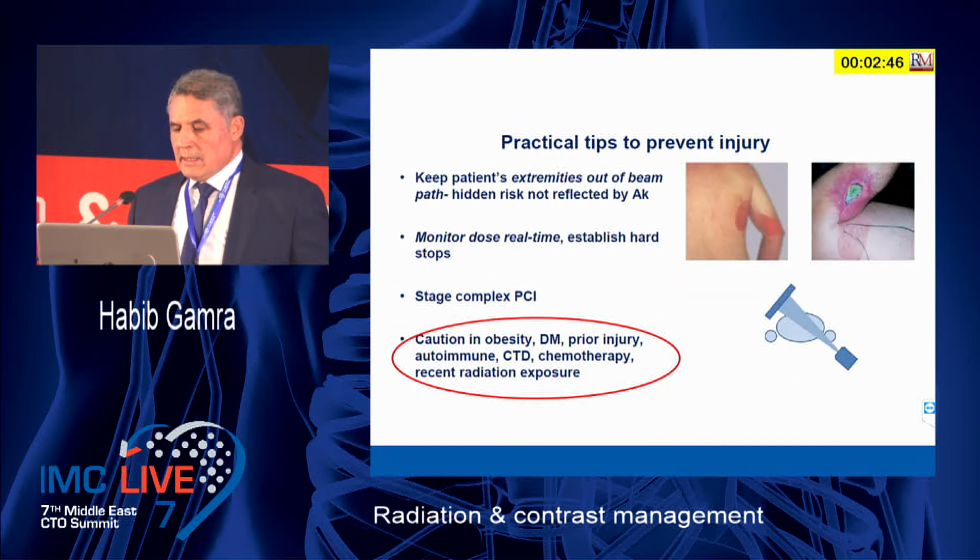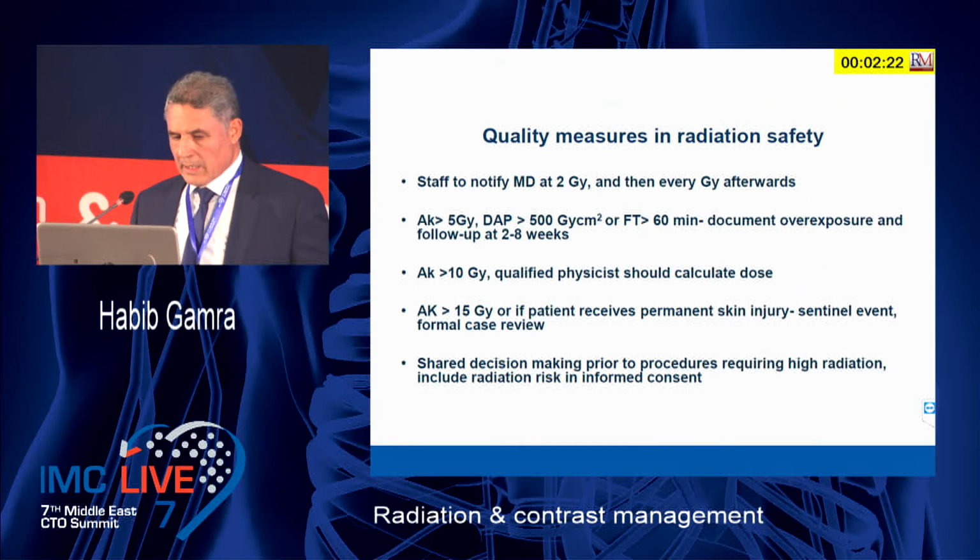You have to be careful to keep the patient's extremities out of the beam path, a hidden risk not reflected by air kerma, particularly the extremities as shown in this photograph. And you have to be very careful in high-risk patients, particularly obese patients, diabetes mellitus, prior injury, prior chemotherapy, recent radiation exposure. Those patients, you have to be careful with them.